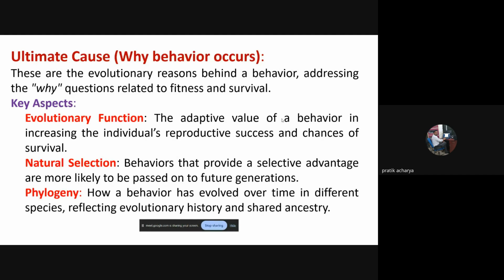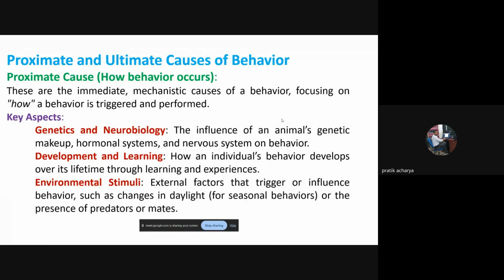And the last key aspect of this ultimate cause is phylogeny. Phylogeny means how behavior evolved. Already we have discussed in the previous part how behavior evolved. These all are the ultimate cause of why behavior occurs. And in the next part we'll discuss the proximate cause of the behavior. Proximate cause explains not why, but how a behavior is triggered and performed.